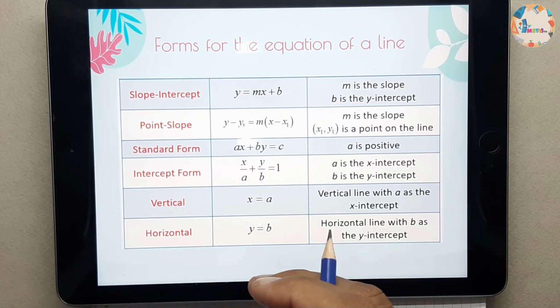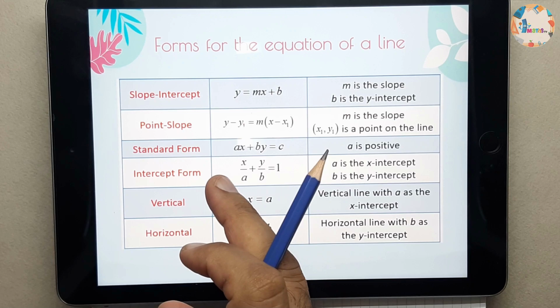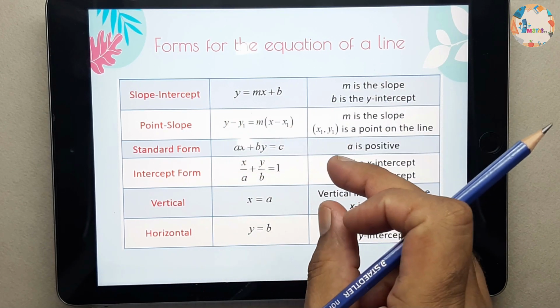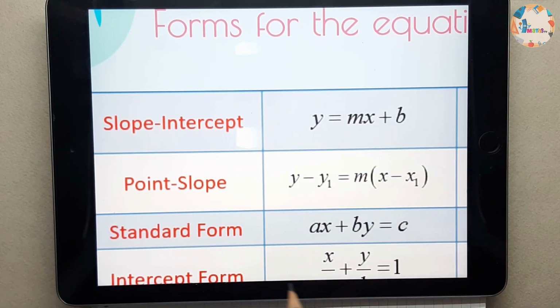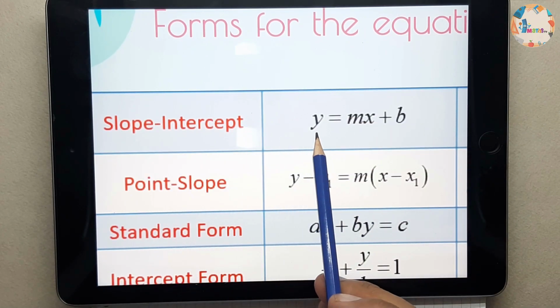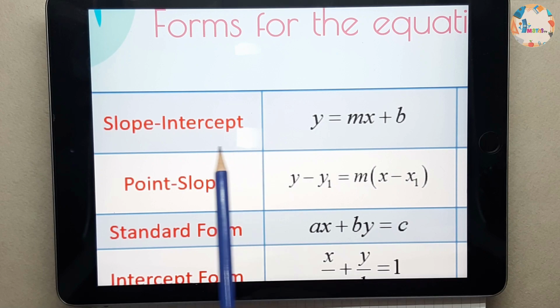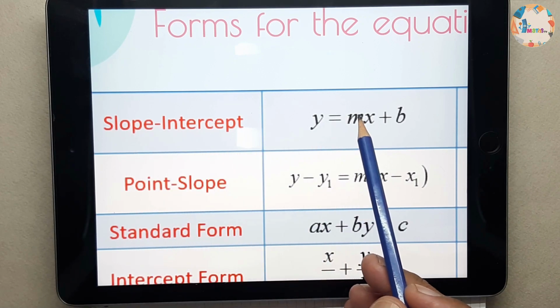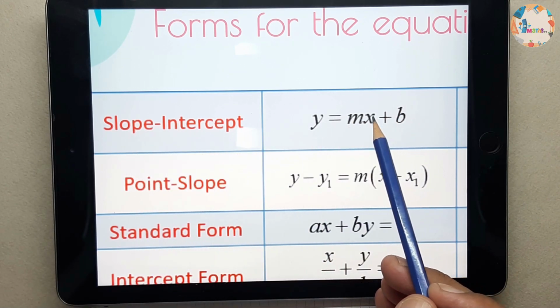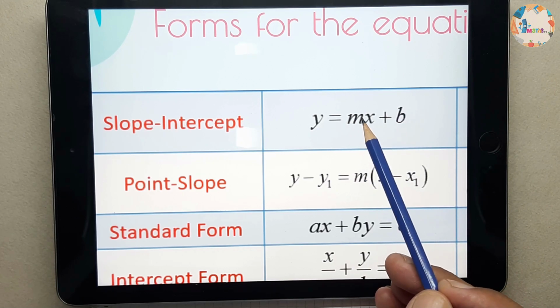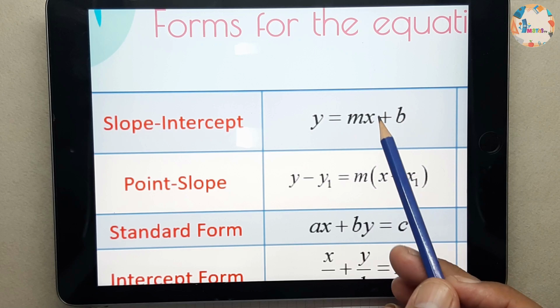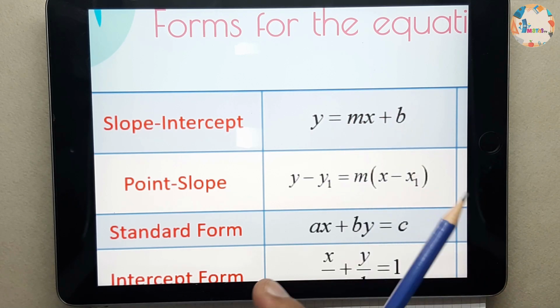Now as we have gone through the basic terms, we can go through these types of equations. Slope intercept form, y is equal to mx plus c. Why are we saying slope intercept form? Because this is an equation written by using the y-intercept value and the slope or gradient value.